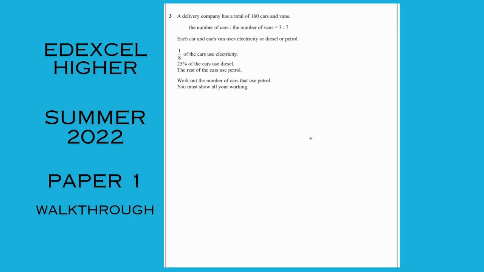Number 3. So delivery, wordy, wordy, wordy. At the end of the day, the question is about cars and petrol. So it's really the cars we're interested in. So 3 out of 10 shares of the vehicles are cars. Of means times. So 160 divided by 10, 16, trebled. So 48 are cars.